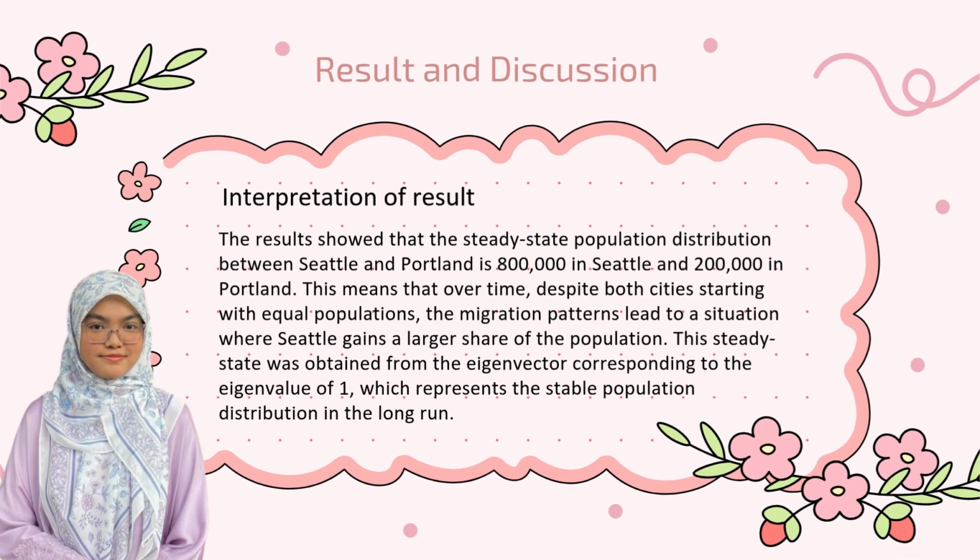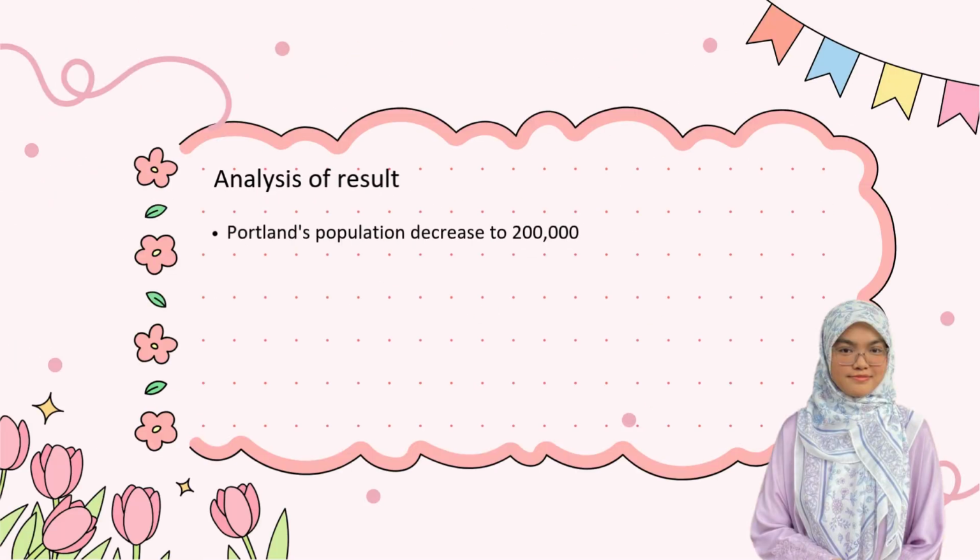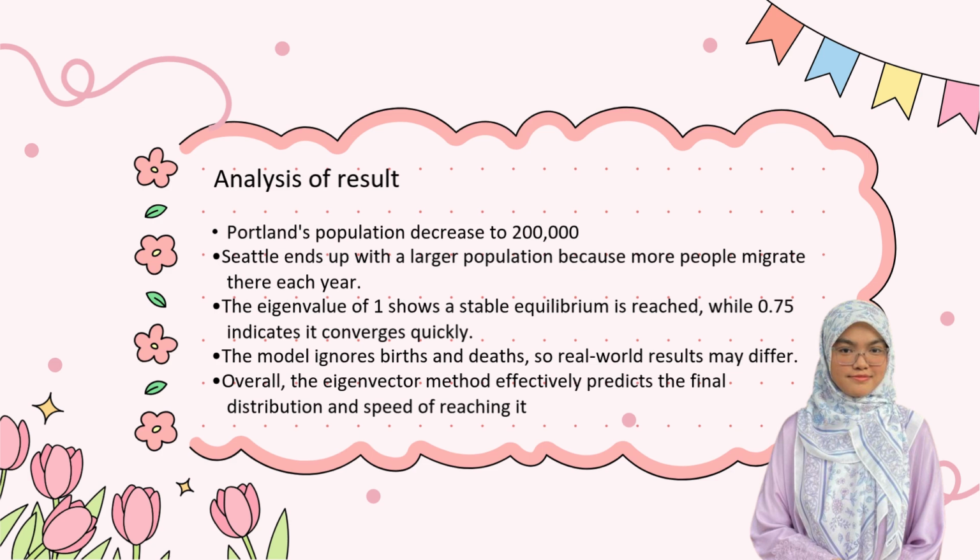Result and discussion. Interpretation of result. The results showed that the steady-state population distribution between Seattle and Portland is 800,000 in Seattle and 200,000 in Portland. This means that over time, despite both cities starting with equal populations, the migration patterns lead to a situation where Seattle gains a larger share of the population. The steady state was obtained from the eigenvector corresponding to the eigenvalue of 1, which represents the stable population distribution in the long run. The analysis shows that Portland's population decreases to 200,000 while Seattle's population increases because a higher percentage of people migrate to Seattle each year.